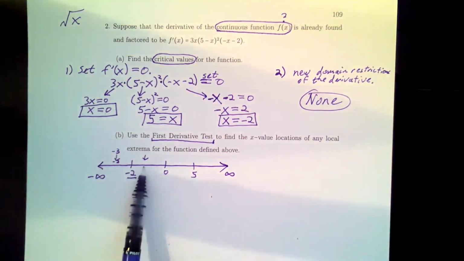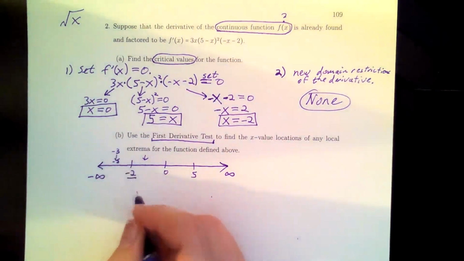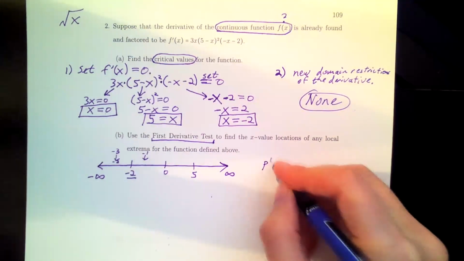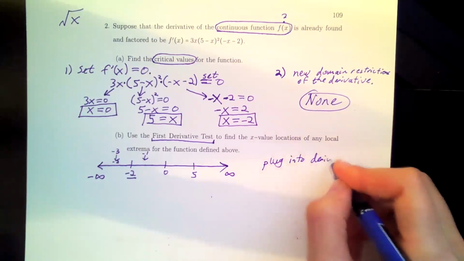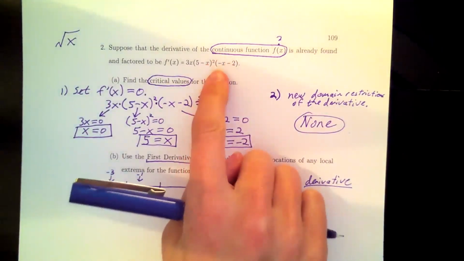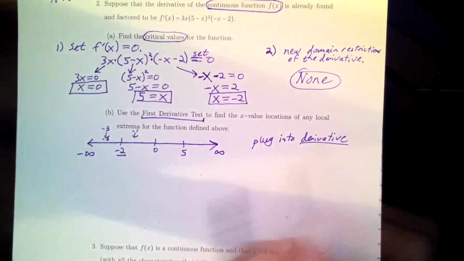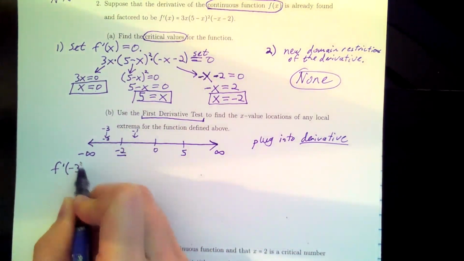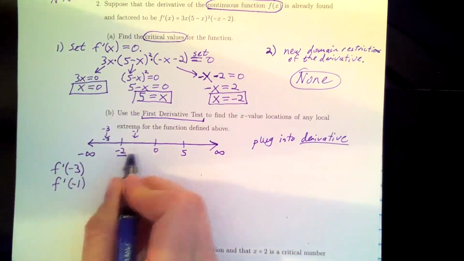And let's say I pick a test point between -2 and 0. Now that's kind of a small gap there between -2 and 0. So let's say I picked -1. I have to plug test points into the derivative. Make sure it's the derivative function. Well, I suppose you don't have an option. All we have is the derivative function this time. So that's the only thing we can plug things into. But make sure it's in the derivative. I want to plug in f prime of -3, and f prime of -1, because I want to see what's going on either side of -2.